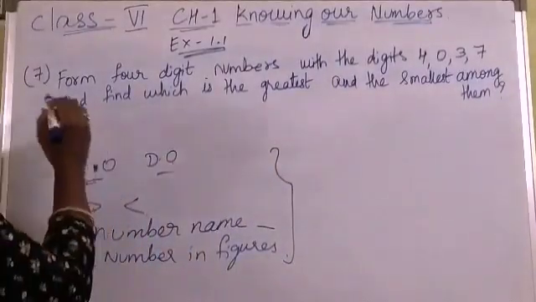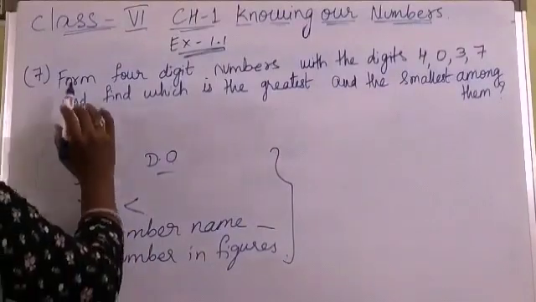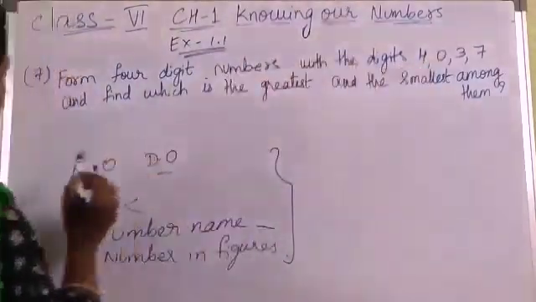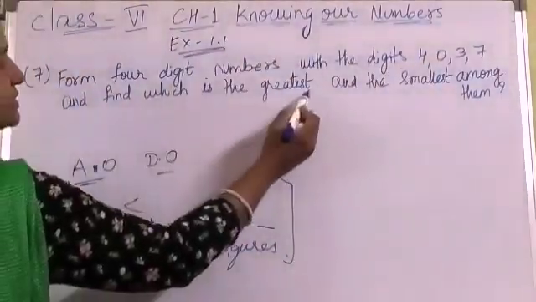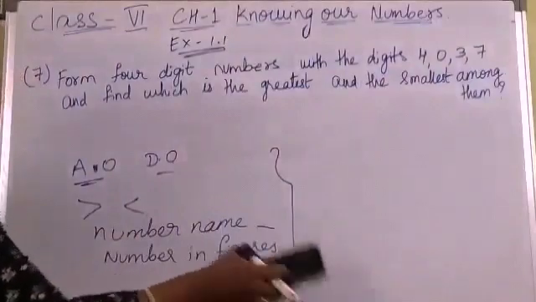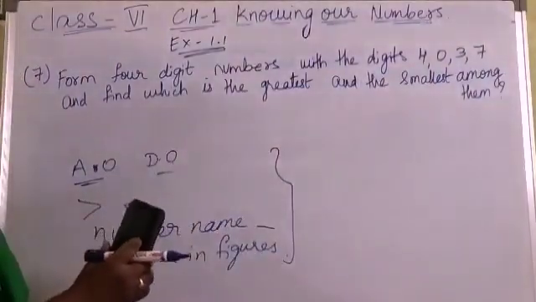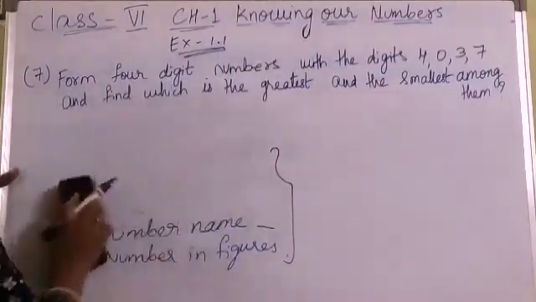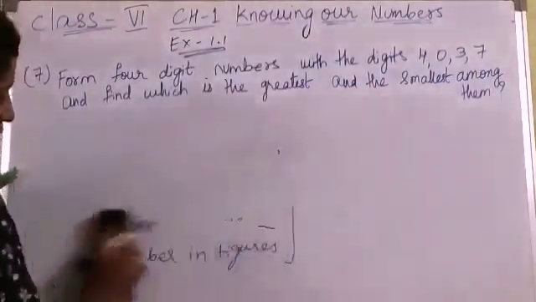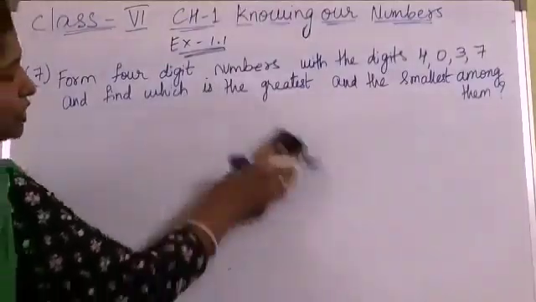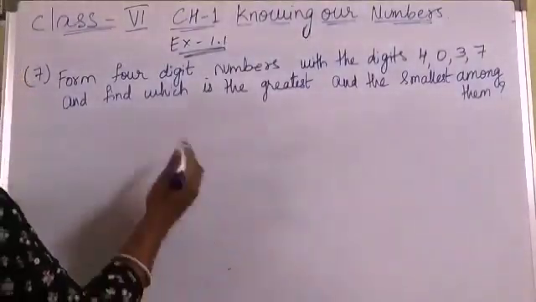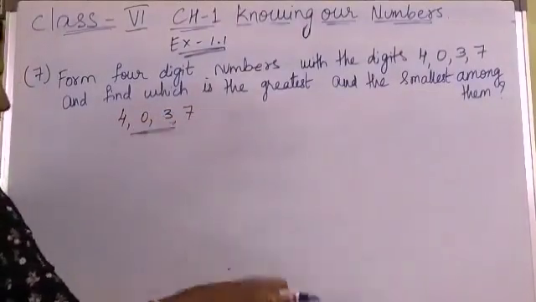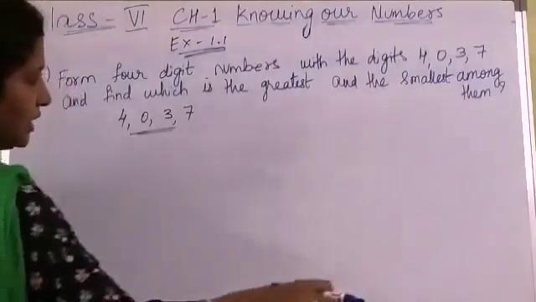Now I want to discuss one different question, that is: form 4-digit numbers with the digits 4, 0, 3, 7 and find which is the greatest and the smallest among them. Here they did not ask you to write just a greater number and a smaller number with the digits. They are asking to form 4-digit numbers. So here I am going to explain how to write all possible 4-digit numbers using the digits 4, 0, 3, 7. We will go in an order, children, so that we do not miss any number.